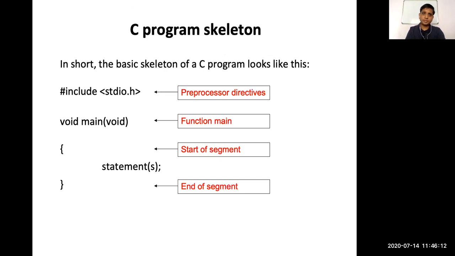The next topic is how your C program can be written. The very first line that we always start with is #include stdio.h. This #include stdio.h is a preprocessor directive. If any line in your C program starts with a hash, it means that this is not for the compiler, this is for the preprocessor.